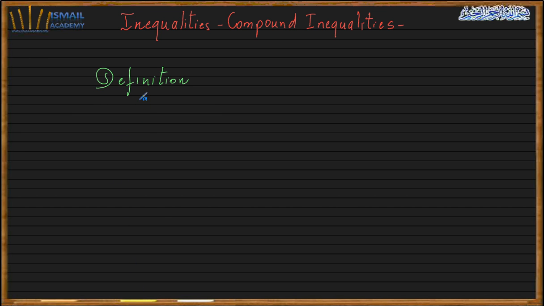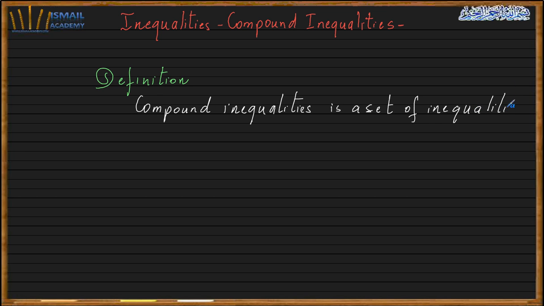So compound inequalities is a set of inequalities that may share or combine their solution.